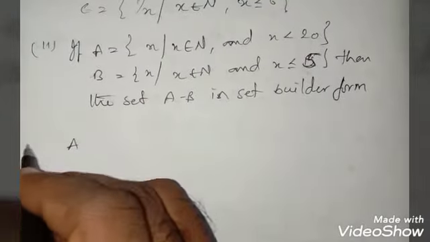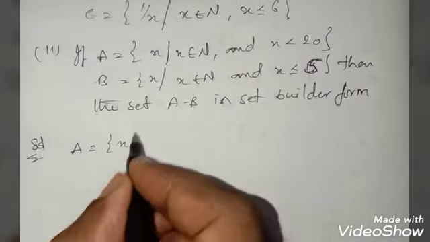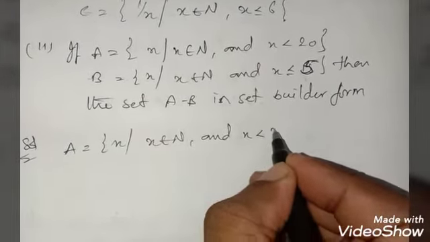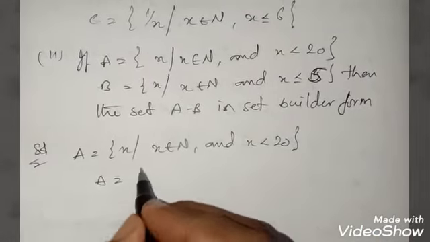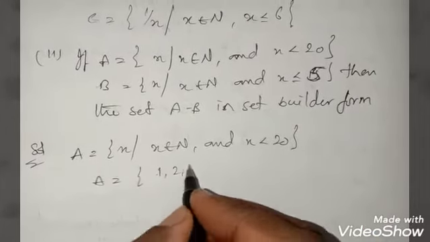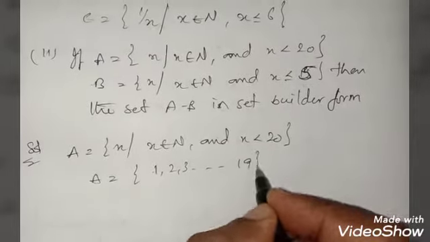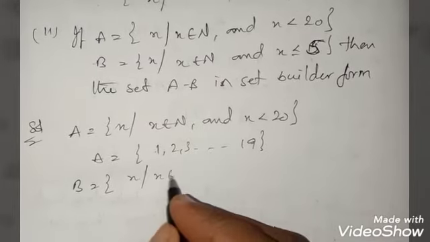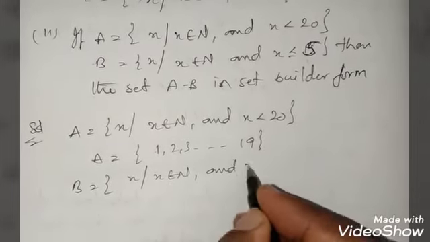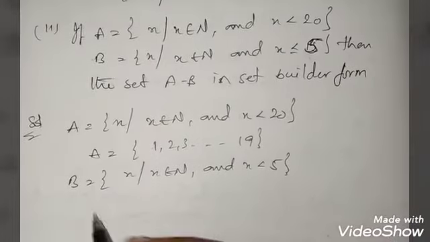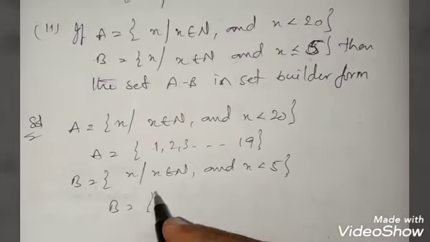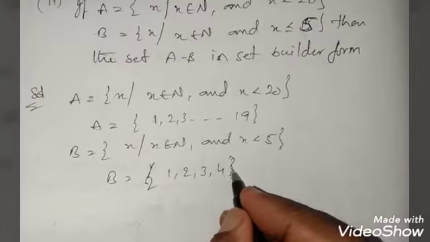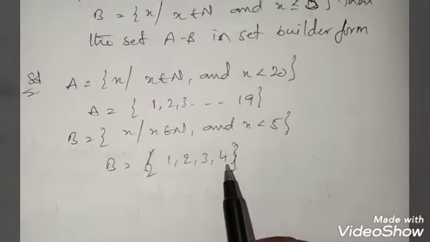So what is A here? A is nothing but {x : x belongs to natural numbers and x is less than 20}. I can write it in roster form: natural numbers start with 1, 2, 3, and so on up to 19, right? Next, B is equal to {x : x belongs to natural numbers and x is less than 5}, right? So in roster form, that is 1, 2, 3, 4, because they asked only for less than 5, that's why I have written till 4.